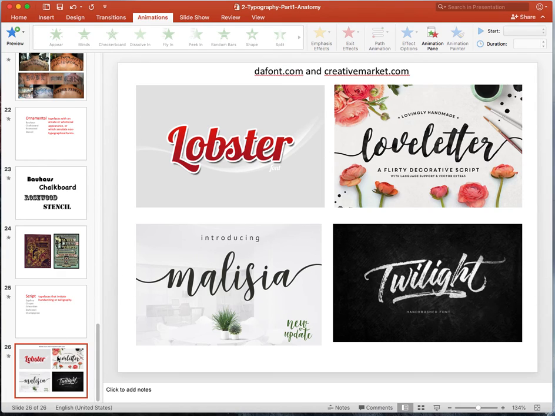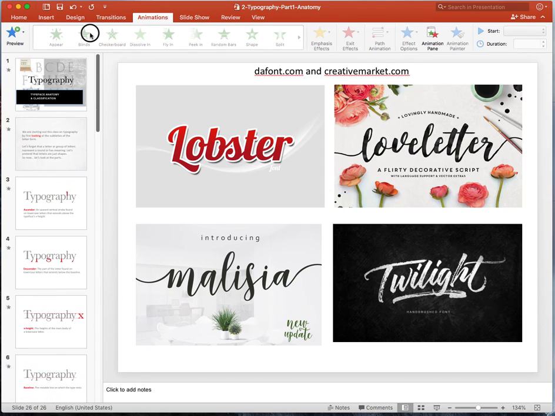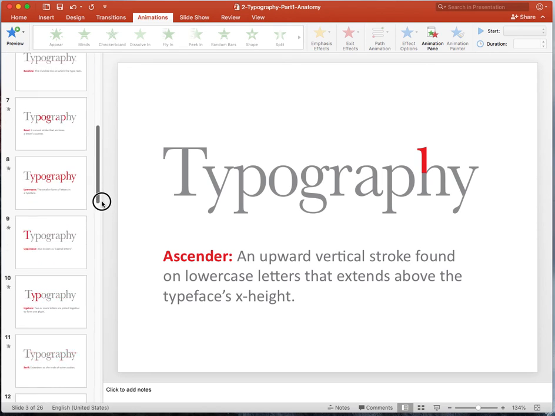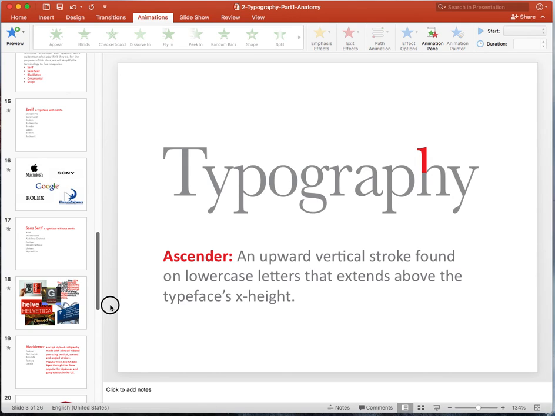Okay? So that is a quick lecture on everything from the parts of typography that I will use when I'm speaking, giving a lecture, or speaking to you. So when I say ascender, you know what I'm talking about. This really is important, guys. And then also the different categories of type, your five basic ones. And that is it.